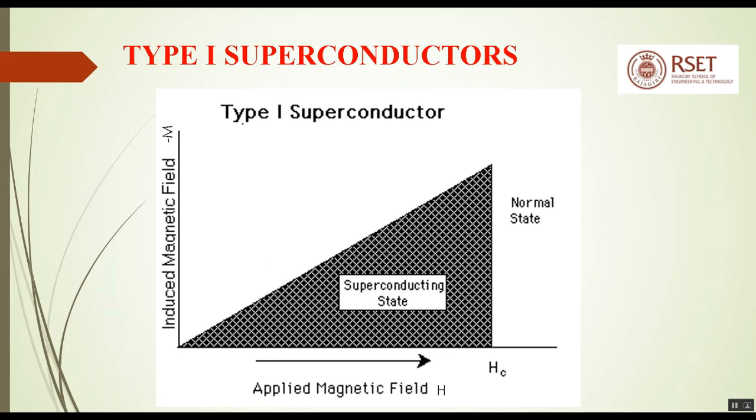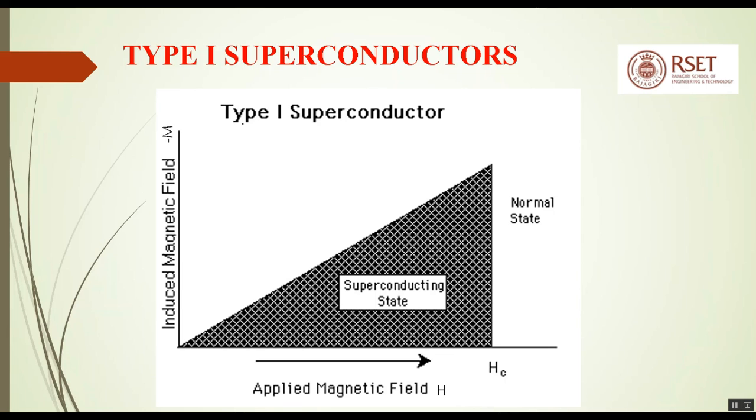Since the superconductor is a diamagnet, the internal magnetization will usually be equal and opposite to the externally applied magnetic field. This internal magnetization M is taken along the y-axis. Here you can see that it's not M, it is minus M that is taken along the y-axis.